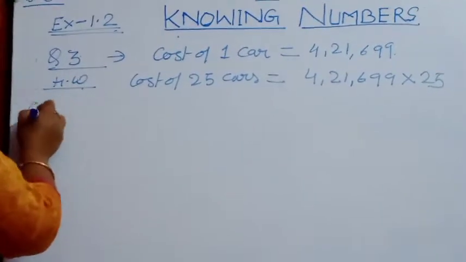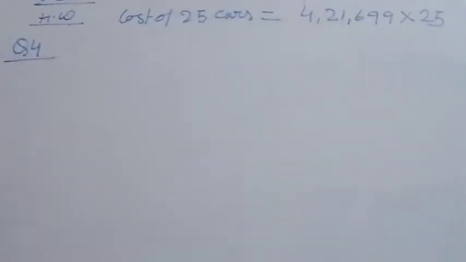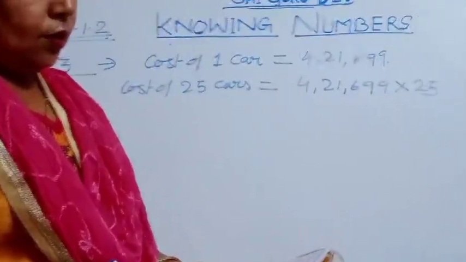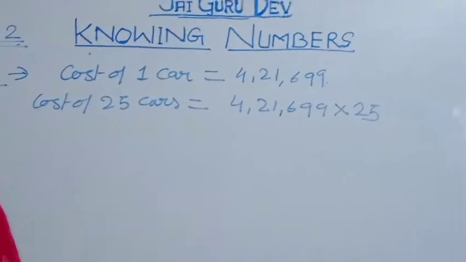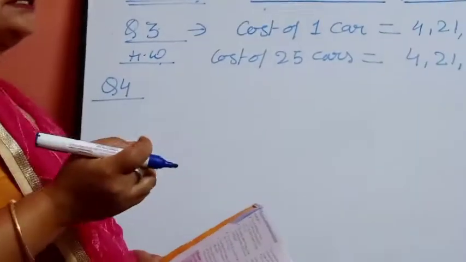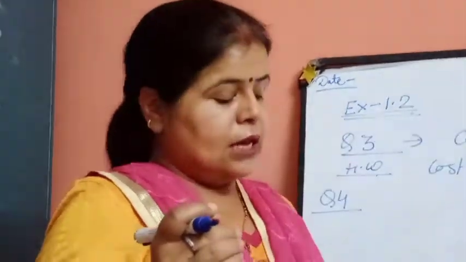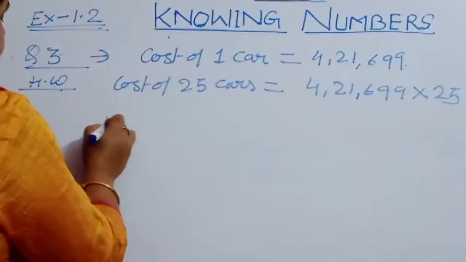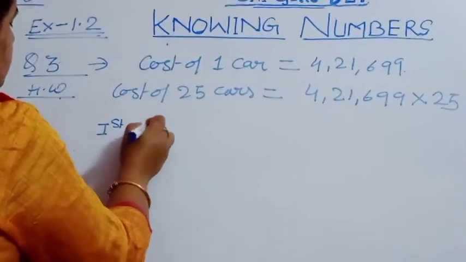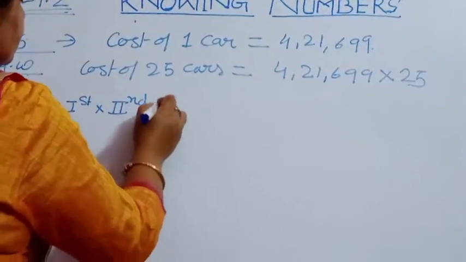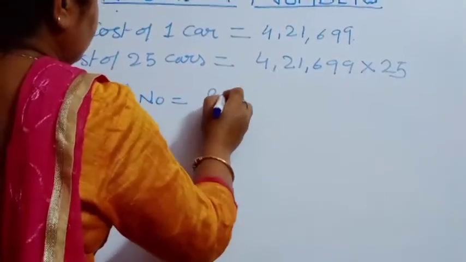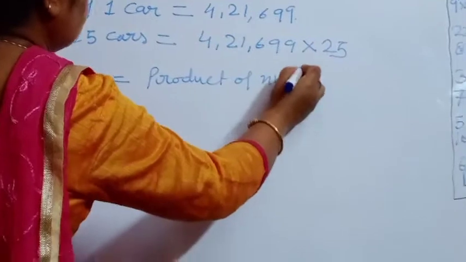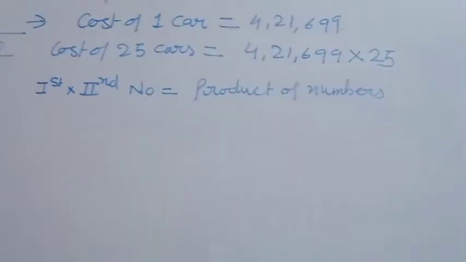Then we are reaching to the question number 4. What is question number 4 now? The product of two numbers is this. If one of the two numbers is 456, find the other number. Okay. You have learned, while learning the chapter LCM and HCF in the previous class, in class 5th, one formula: first number into second number is equal to product of numbers. This was the formula which we have learned in class 5th.